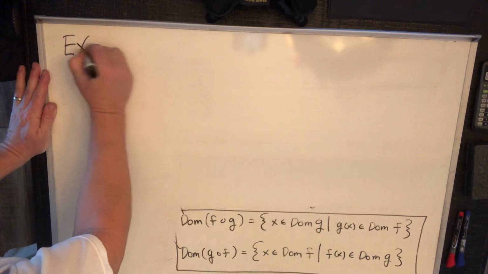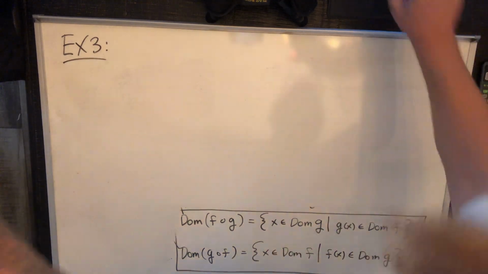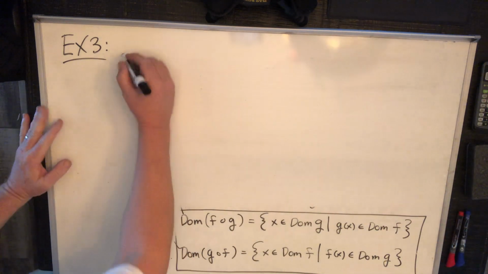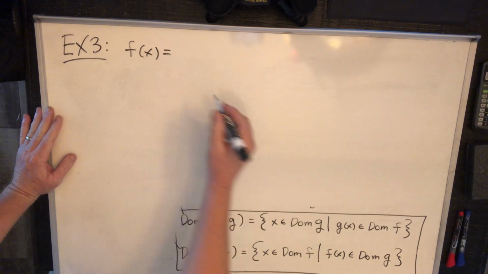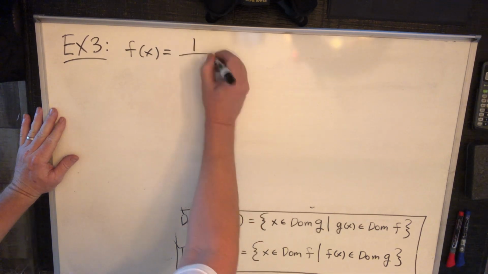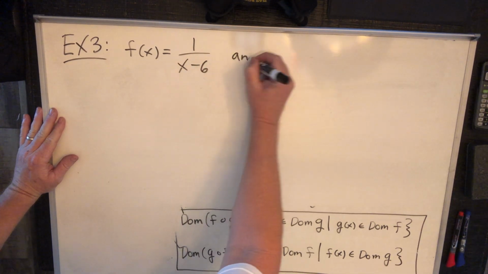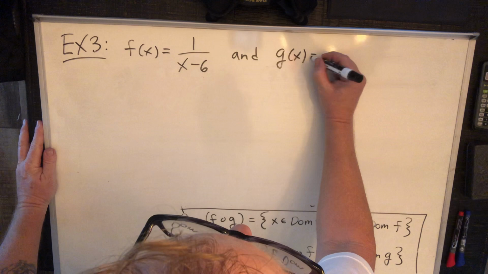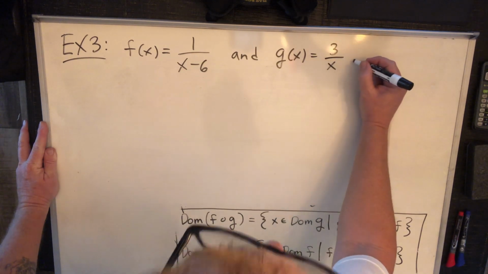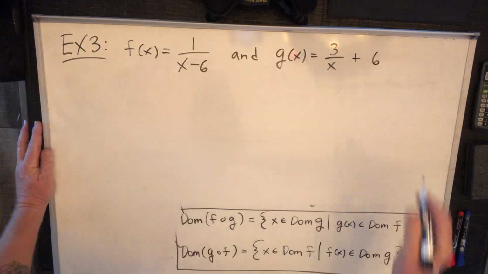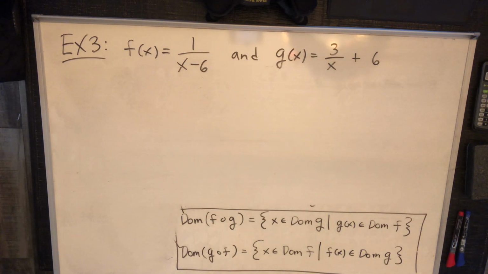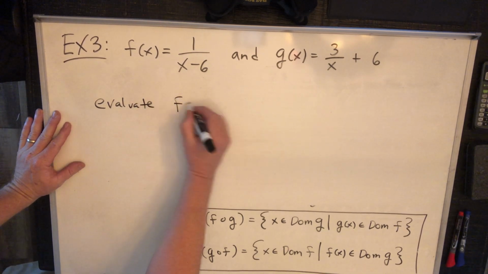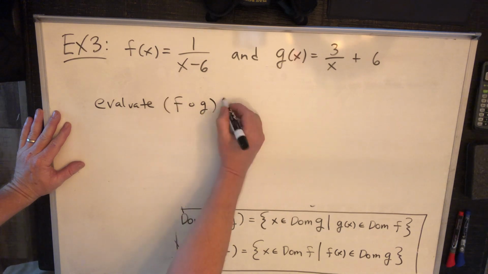Example 3. Example 3 is an algebraic example, so I'm going to give you a formula. You might recognize this from part 1. f of x is 1 over x minus 6, and g of x is 3 over x plus 6. Evaluate f∘g of 0.